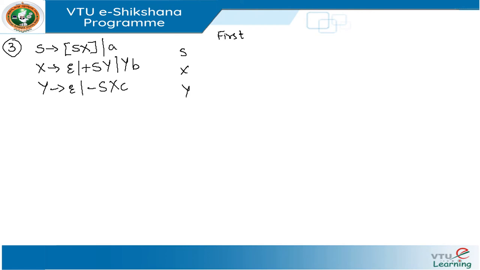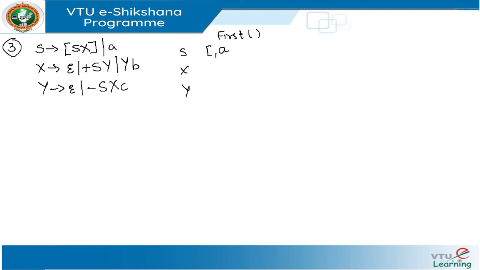So first let us consider the non-terminal S. S has two alternatives. From the first alternative of the production, we can get the opening square bracket as a first symbol. So that opening square bracket is in first of S. Then in the second alternative, A is the terminal symbol. So that A is also present in the first of S.